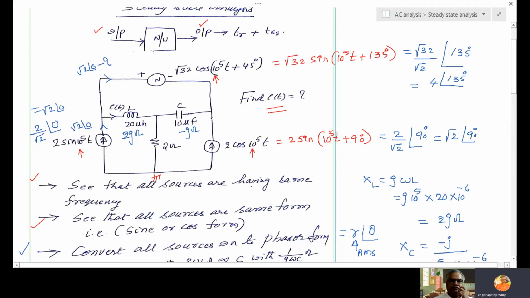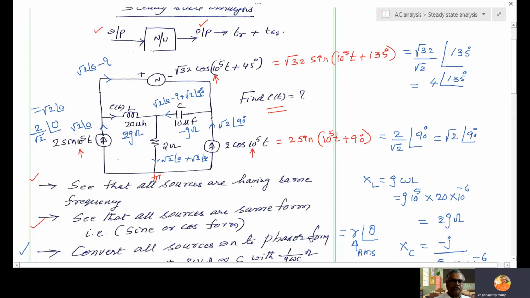So this current is √2∠90. And these two are added up here. That is √2∠0 minus I plus √2∠90. So here plus I minus I cancel. Then √2∠0 plus √2∠90 will go here. Now how many unknowns do we come across? Only I of t. One unknown, one mesh equation.